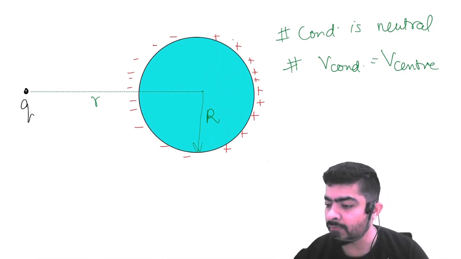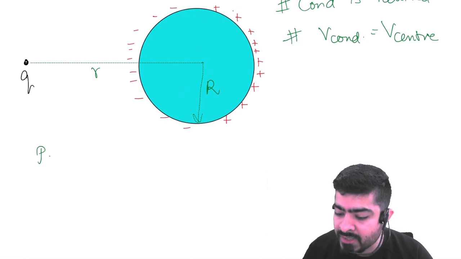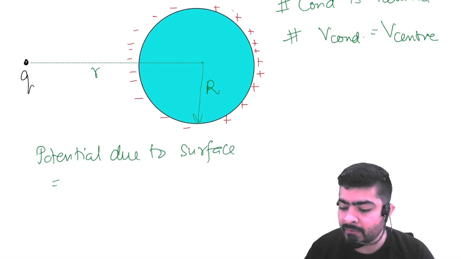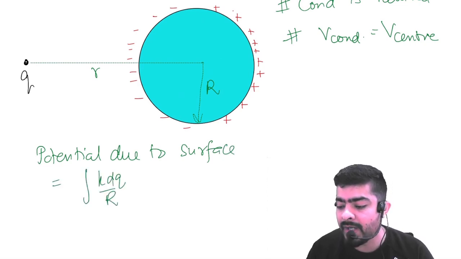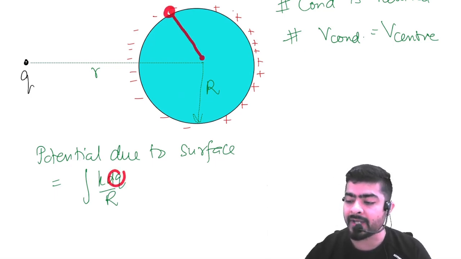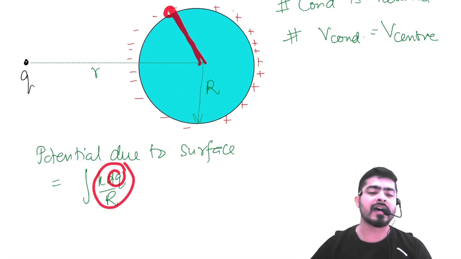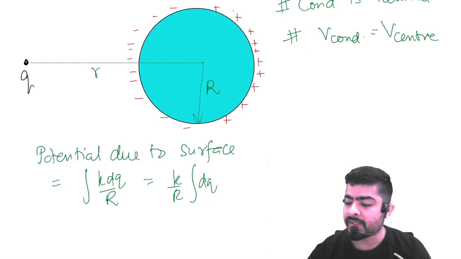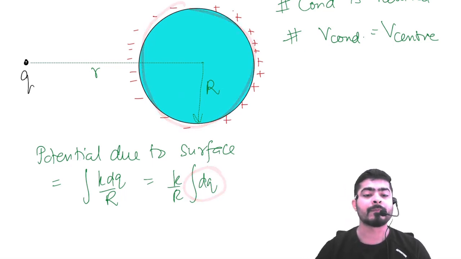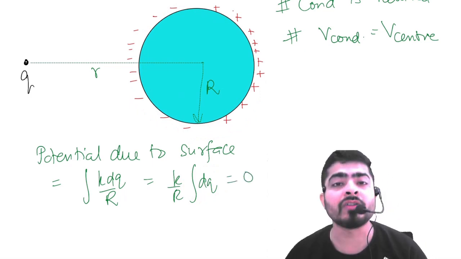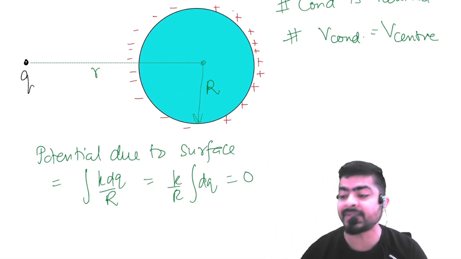Okay. So if I first of all calculate the potential due to surface charge, that will be what? Integration k dq by r. Why? If I'm taking a point charge dq over here, due to that potential will be k dq by r. This distance is r, right? But because k and r are constant, I get k by r integration dq. Now do integration of dq for the entire surface. Since total charge on the surface is 0, you get this to be equal to 0. So potential due to surface charge will be 0 at the center.